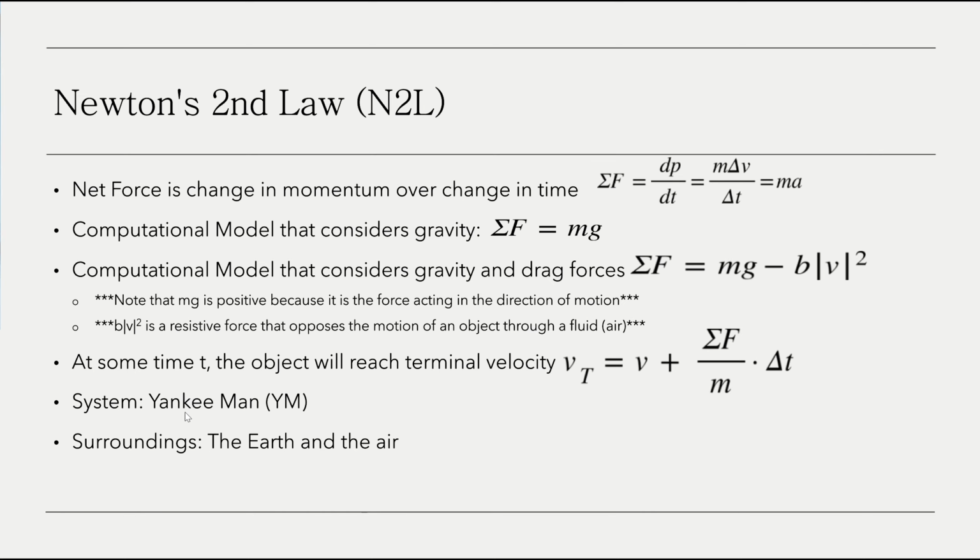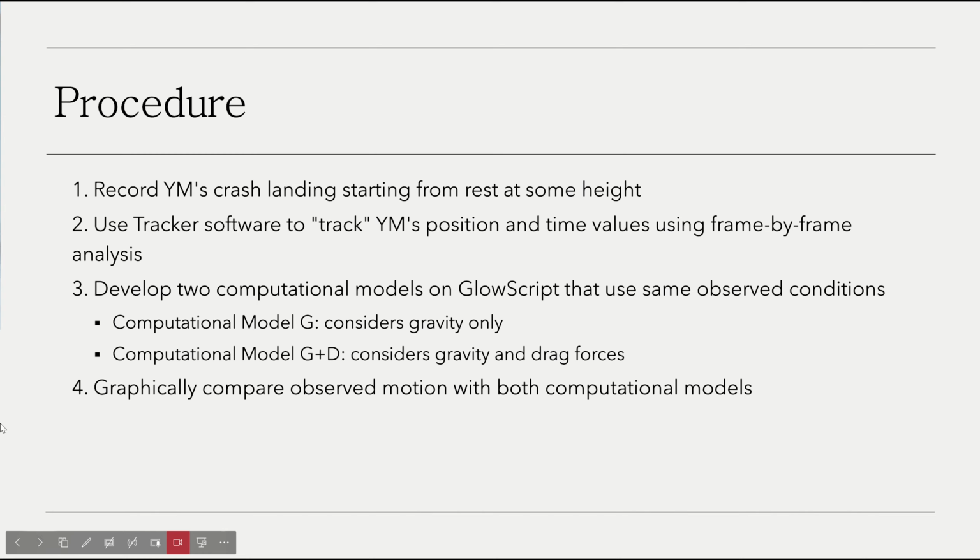So the system is Yankee Man, and the surroundings are the earth and the air. So the procedure, like I said: number 1, we'll record Yankee Man's crash landing starting from rest at some height. Then we'll use Tracker software to track Yankee Man's position and time values using frame-by-frame analysis. Then we'll develop 2 computational models on GlowScript that use the same observed conditions. Comp model G considers gravity only. Comp model G plus D considers gravity and drag forces. And finally, we will graphically compare the observed motion with both computational models.